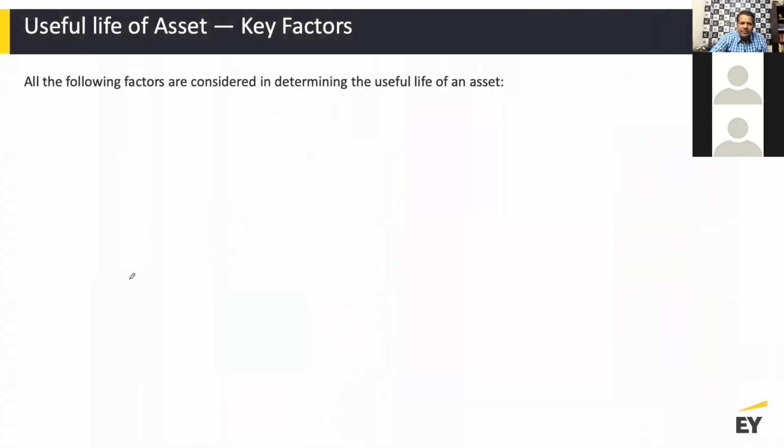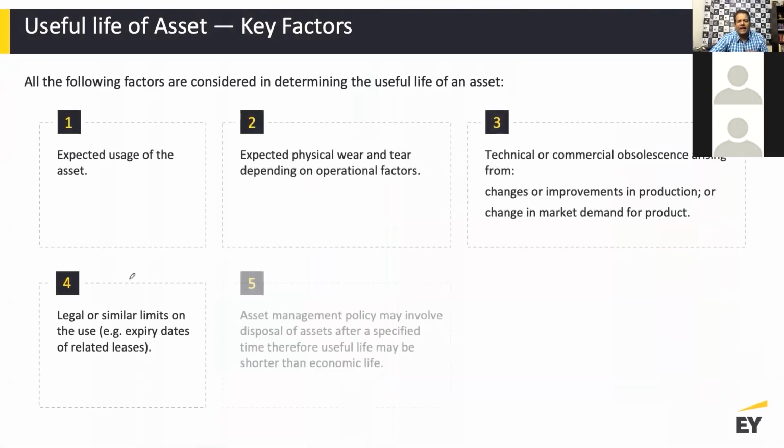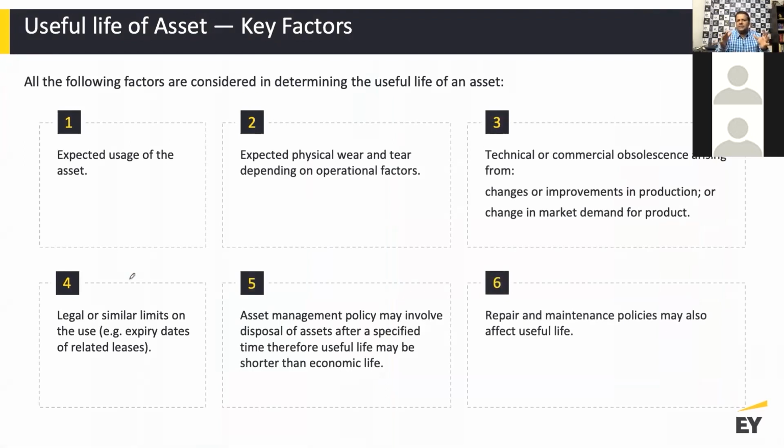Now, how do you determine the useful life of assets? So what are the factors which need to be considered for the purpose of determining the useful life of the asset? And again, these are fairly standard and similar to what you looked at under AS 6, accounting standard 6, as well, which is: what is the expected usage of the asset, what is the expected wear and tear of the asset depending upon the operational factors, the technical or commercial obsolescence arising from improvement in production or change in market demand of the product, legal or other limits which are placed on such asset, and management policy of the companies.